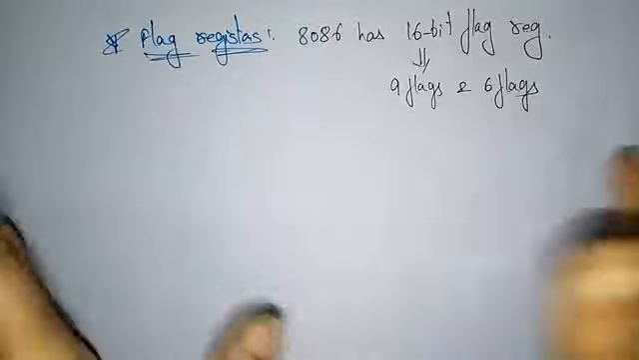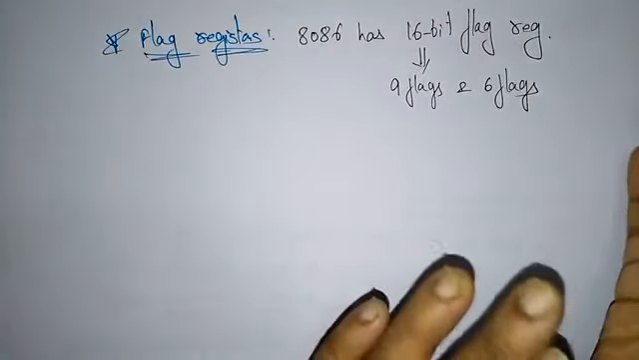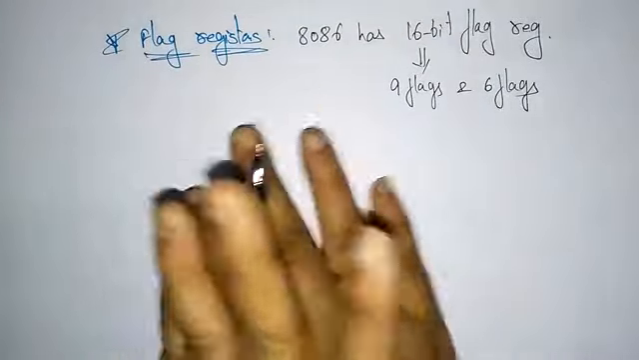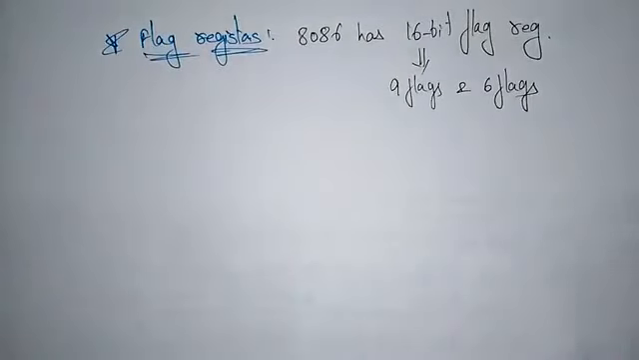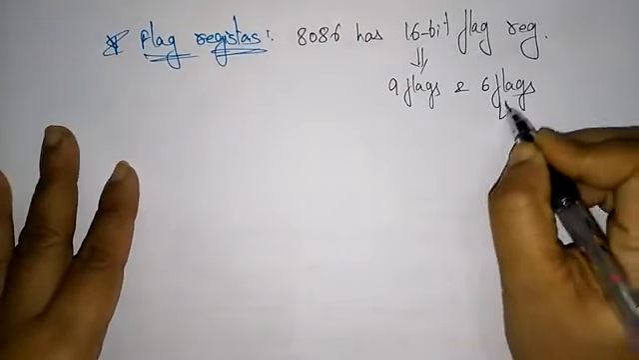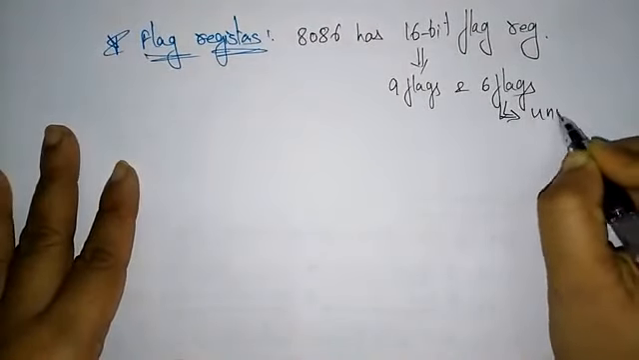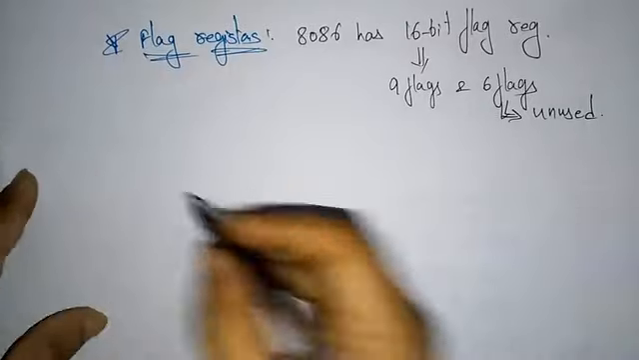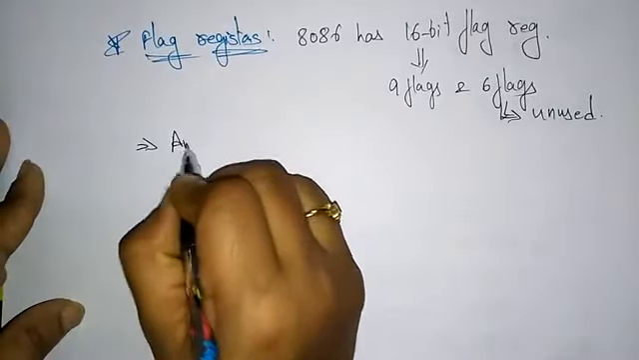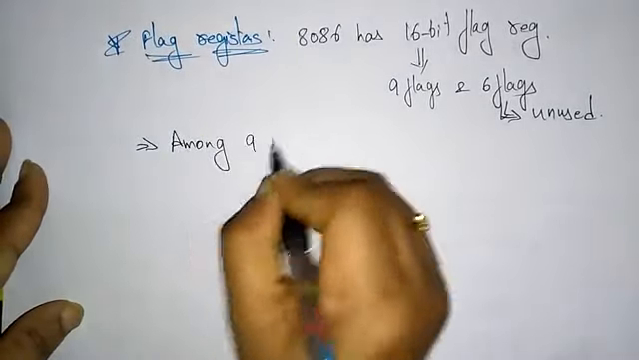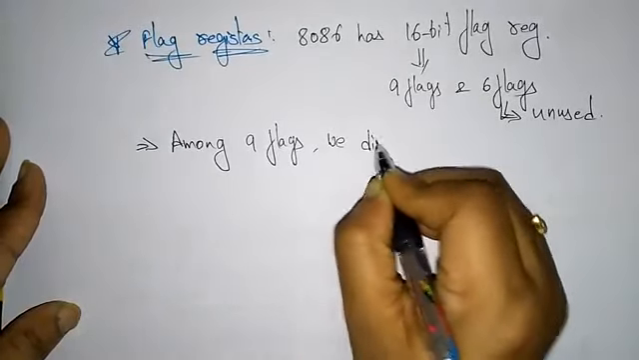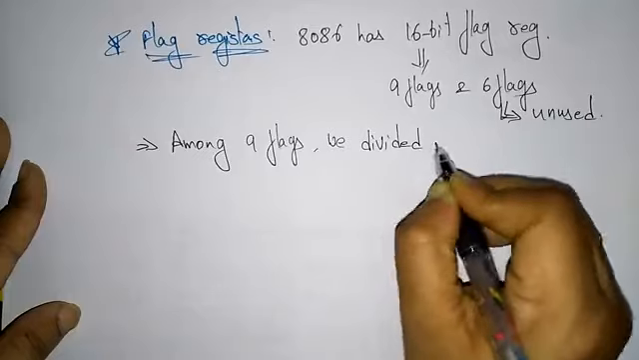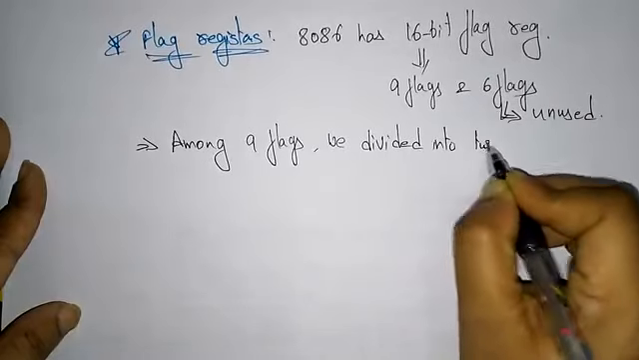Out of 16 bits, 0 to 15, only 9 flags are used, and the remaining 6 flags are unused. Just remember that 6 flags are unused. Let me explain this. Among the 9 flags, we divide them into 2 categories.